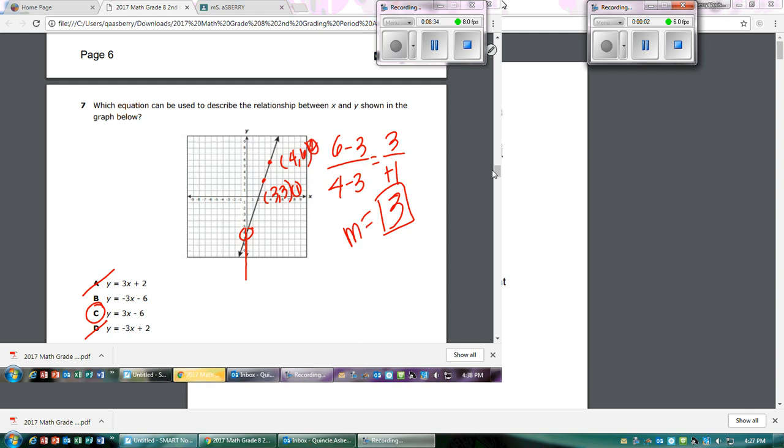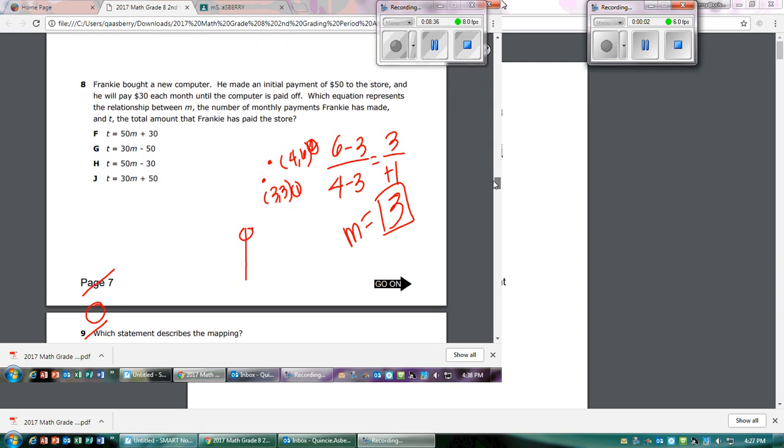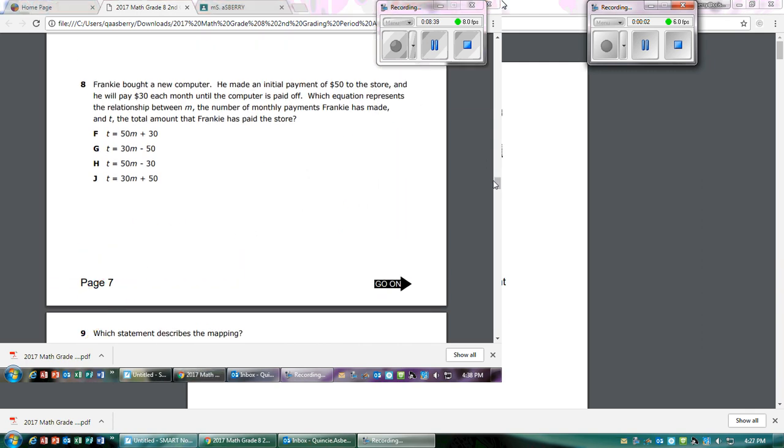All right, let's go ahead and look at 8. Okay. Says Frankie bought a new computer. He made one initial payment starting at $50. And he will pay $30 each month until the computer is paid off. So that sounds like something that he'll be paying over time. $30 1 month, $30 2 months, 3 months, and so on. So which equation best represents the relationship between M, the number of the monthly payments Frankie has made, and T, the total amount that Frankie has paid at the store.